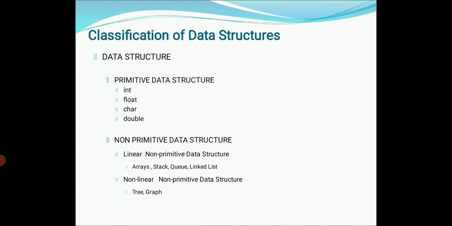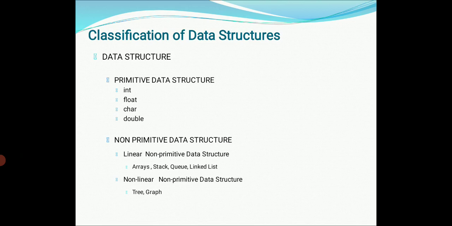So here is the classification of data structure. The data structure is mainly classified into two types. One is the primitive data structure, another one is the non-primitive data structure. The first is the primitive data structure. These are all the built-in data structures such as int, float, char, double. These are some of the examples for the primitive data structure.